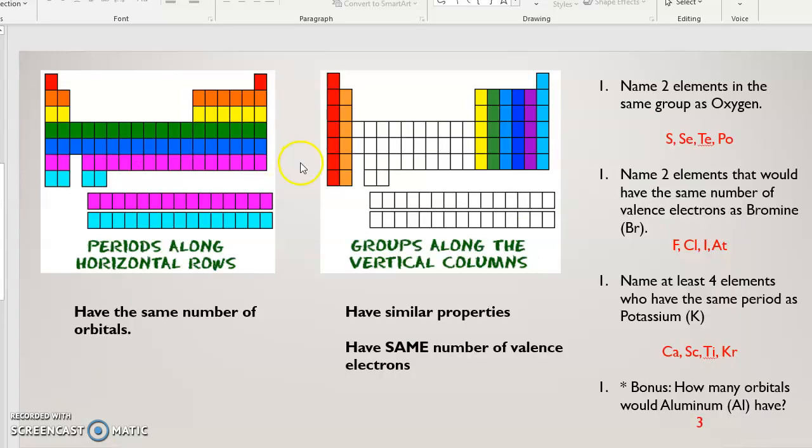The next thing we started talking about were periods and groups. Remember that periods are going along horizontally and that groups are going down vertically. We can also think about the trends within the periodic table of elements. So please, there's a lot of questions about stuff like this. Be comfortable with knowing that if you're looking at things that are in periods, they have the same number of orbitals, and that if you are looking at things in groups, they have similar properties and similar valence electrons, which means those electrons in the outer orbital are going to be the same.